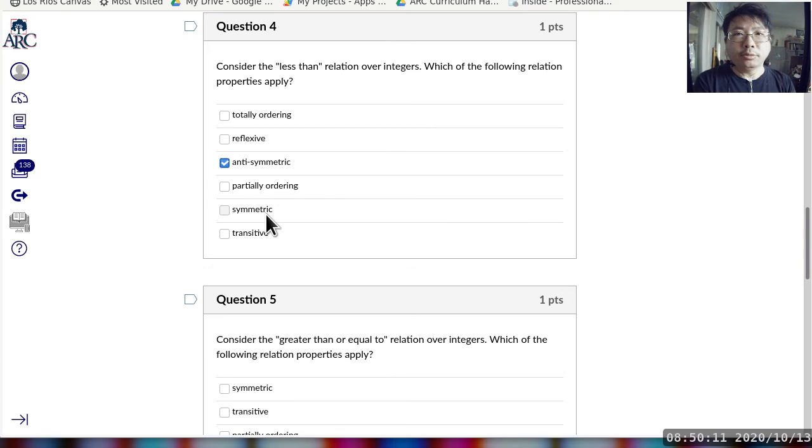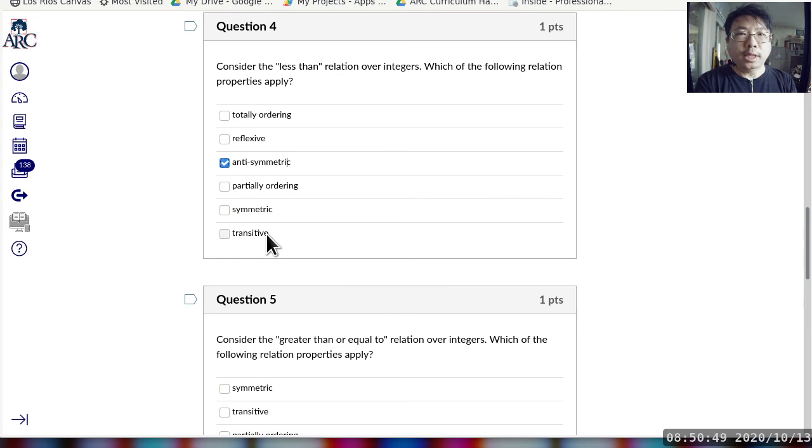Is less than symmetric? In other words, if A is less than B if and only if B is less than A, is that true? That is absolutely not true, right? Because in order for if and only if to be true, both sides have to be the same. Okay, so either it is true-true or it's false-false. And we know in this case it is not true, because A is less than B means B is not less than A. Okay, so we can only have one side being true and not both sides being true, and as a result, it is not symmetric.